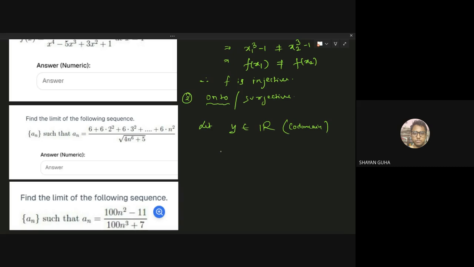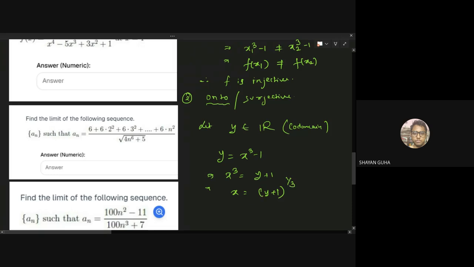If this function has to be surjective, then I have to have some x for which this should be happening. That is, y should be equal to some x cube minus 1. Now I will express x in terms of y. If I just move the minus 1 from right to left, I will get x cube equals y plus 1, and ultimately the value of x will be y plus 1 to the power 1 by 3.